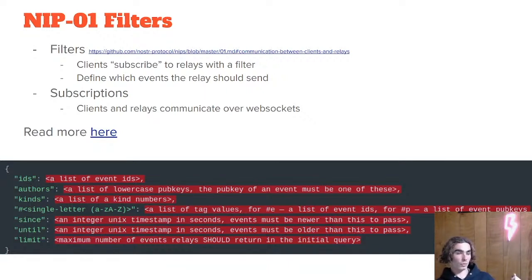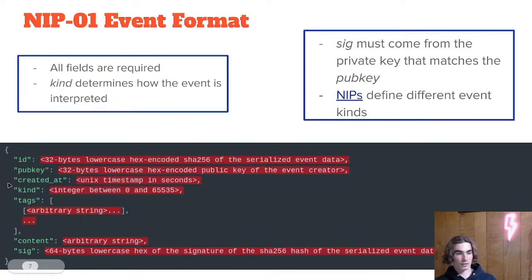What you subscribe with is called a filter, and your filter defines what events the relay should send. So here is everything you can filter for. You can filter for IDs, so specific event IDs. Authors: if you filter for a certain pub key, you put that in authors, and that would be events with that author mentioned here.